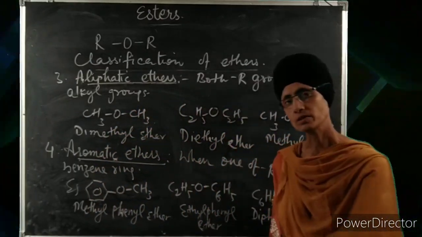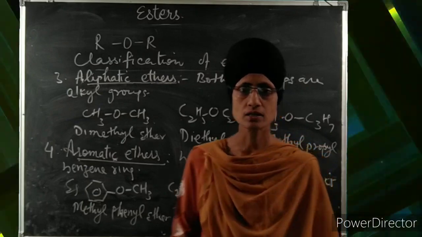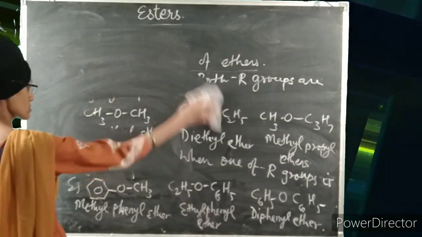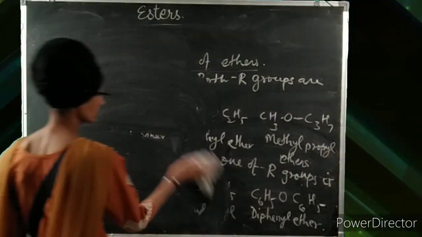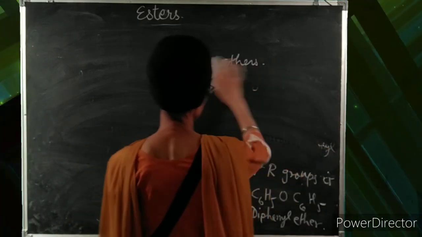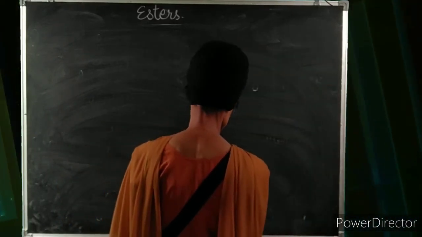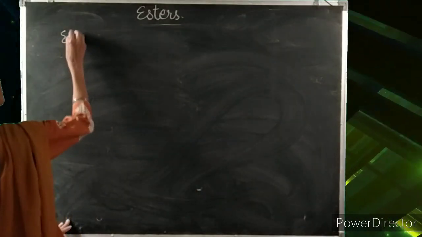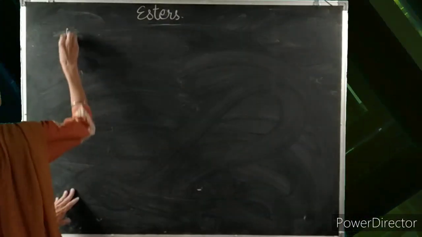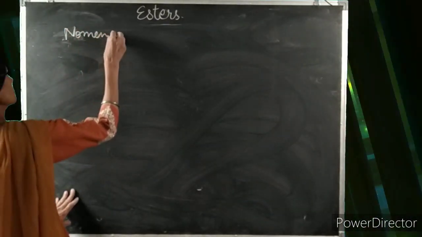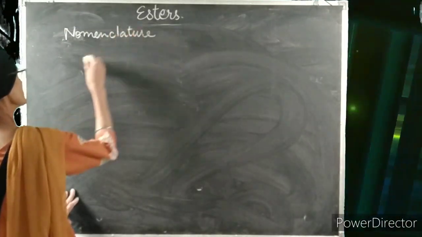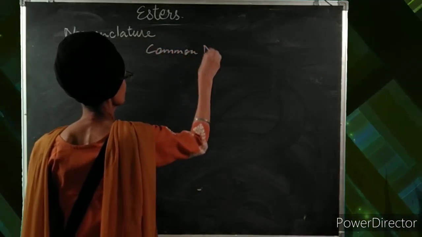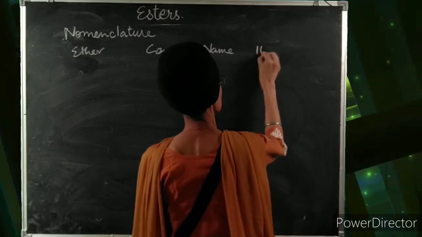Now let us discuss the nomenclature of the ethers. How the ethers are named according to the common system as well as according to the IUPAC system. So we'll write the formula of the ethers, then common names, and then the IUPAC names. So our topic is nomenclature: ether, common name, IUPAC name.